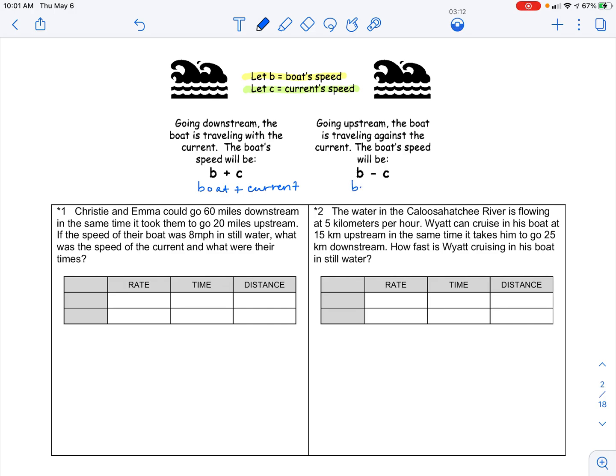If you're going upstream, it's just the opposite. You take whatever the boat is traveling, but you subtract for the current. And that's as easy as that. So let's look at an example here.